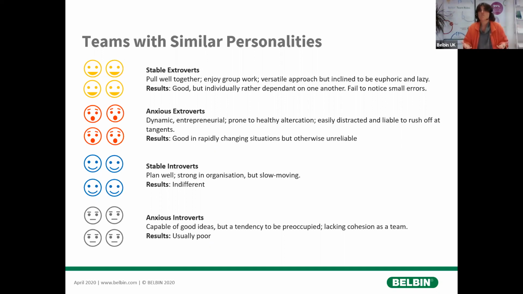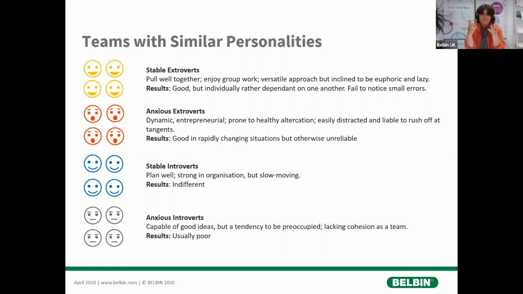The stable introverts did well. They planned well. They had great organisation, but they lacked any sense of energy. They were quite slow moving. So they did okay, but they didn't do brilliantly. What they found with the anxious introverts is there was lots of talent there, but they didn't actually work together as a team. There's a real lack of cohesion. So their results were usually quite poor. This went over 9 years, over 200 teams were analysed, but they went back to the drawing board. It's not anything to do with high intellect, and it's not anything to do with similar personalities.